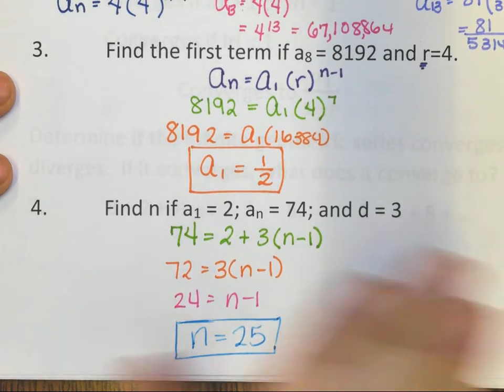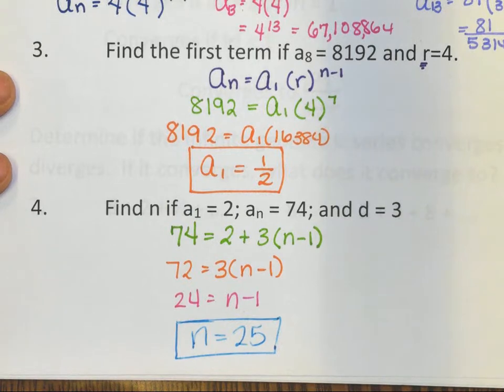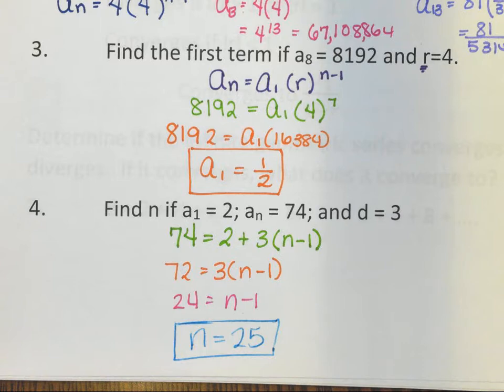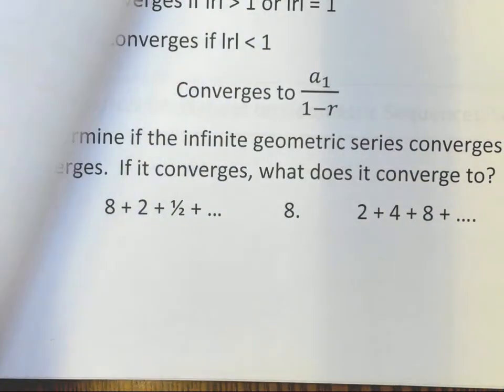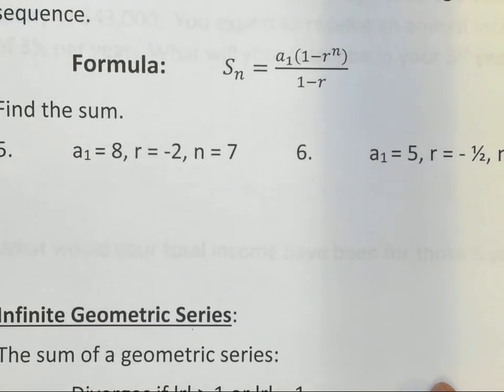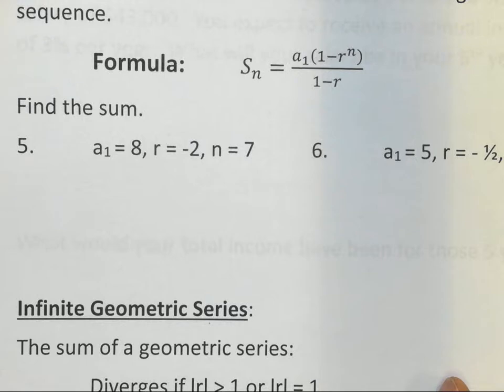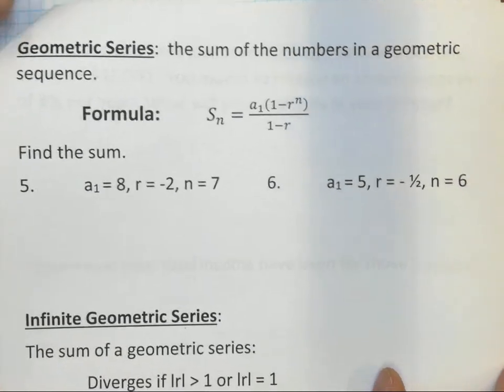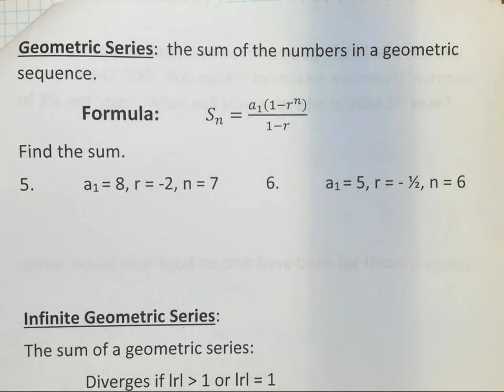Alrighty, so these are arithmetic sequences. How to find each term. What did we do after sequences for arithmetic? Series. So now we're going to do geometric series. Okay? So let's have y'all start by writing down your formula for the geometric series. How to find the sum when you are constantly multiplying by the same guy over and over and over again.